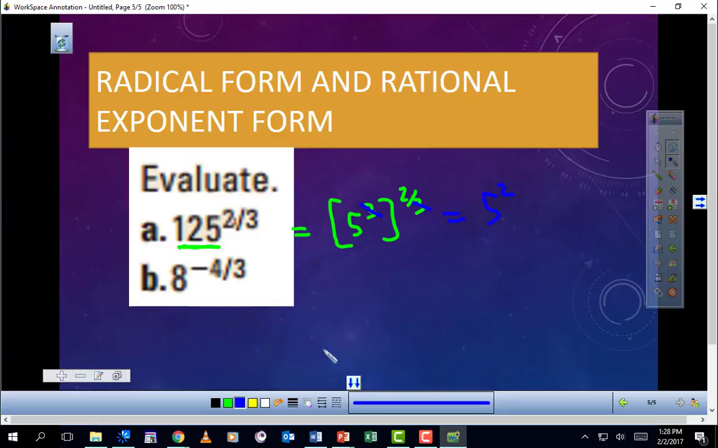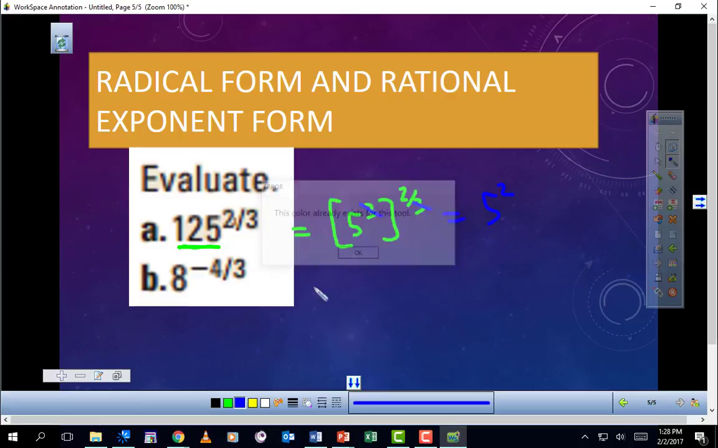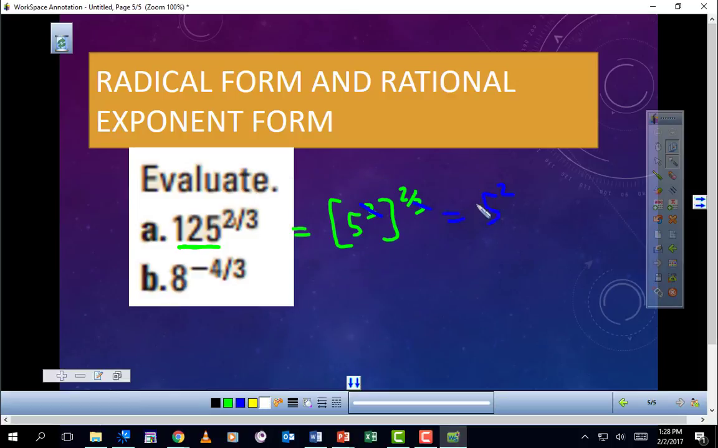Ooh, you can't see that very well. So let me switch colors to white. It's equal to, you see the 3's canceled, and you get 5 squared, right? And so then in this case we get 25. There you go. We've evaluated.